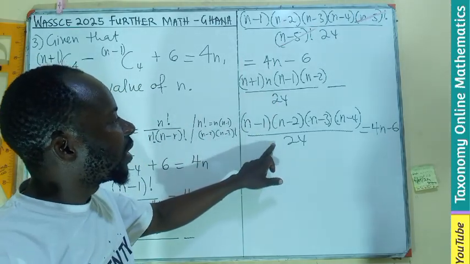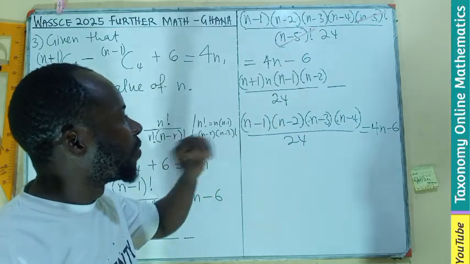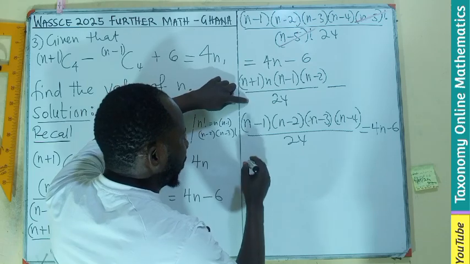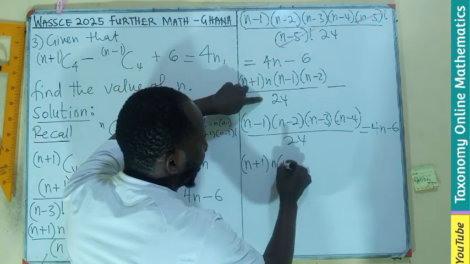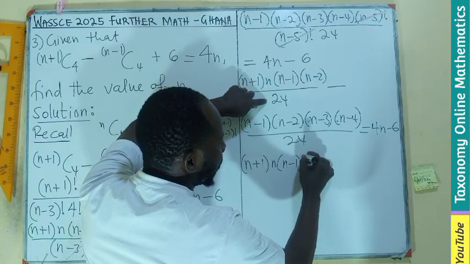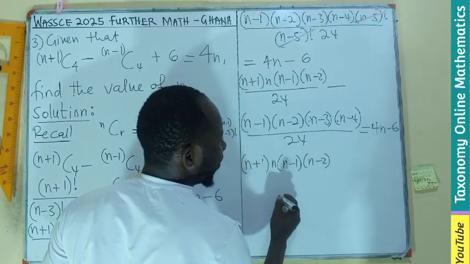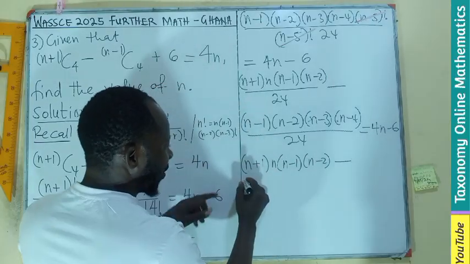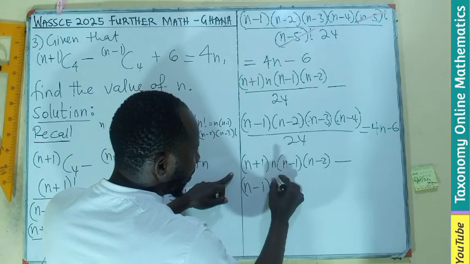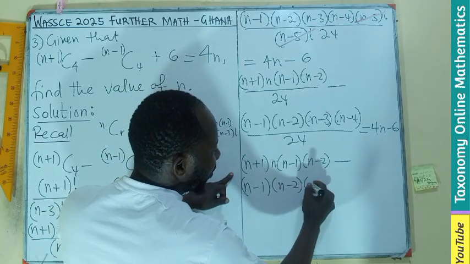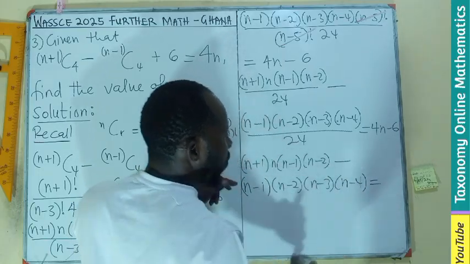This is a fraction, this is a fraction. So let's multiply by the denominator, which is 24, so that it will cancel from here, leaving us with only n plus 1, n minus 1, n minus 2. Can this all go? It cannot go. So let's still have minus n minus 1, n minus 2, n minus 3, n minus 4, still equals to.